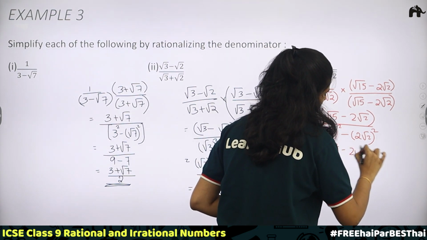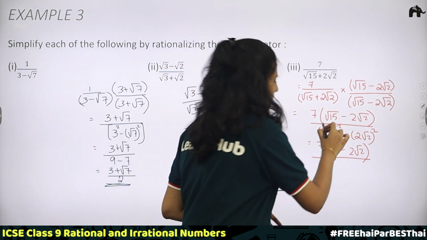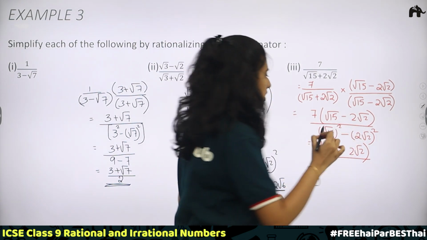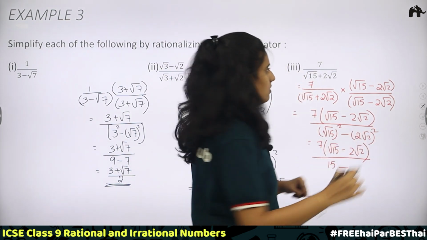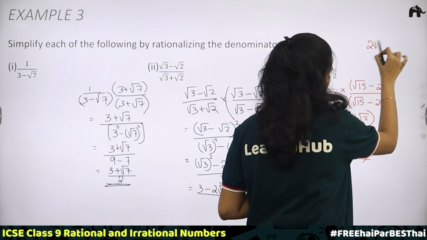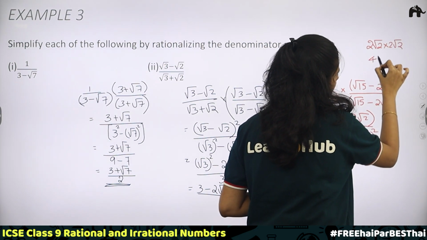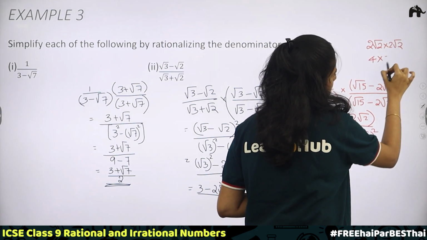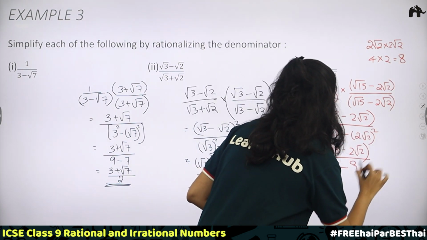which is equal to 7 into root 15 minus 2 root 2 divided by root 15 whole square. Root and square can be removed, then you will be getting 15 minus 2 root 2 square. How to get 2 root 2 square? 2 root 2 into 2 root 2. 2 2s are 4 into root 2 into root 2 is 2, which is equal to 8. Okay, so here you will be getting 8.